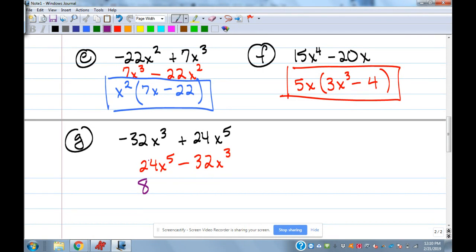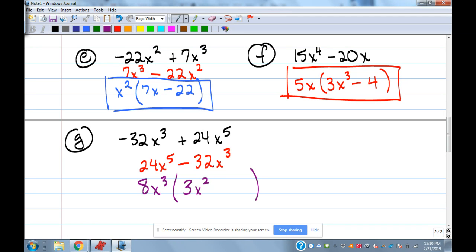How many x's come out? 3. Take the smallest set of them. Now we just got to figure out what's left. A lot of folks can find what goes out here. It's what's left where people sometimes make mistakes. So what times 8 gets me 24? 3. How many x's do I need? I got 3 out here. There were 5 to begin with. So I only need 2 left.